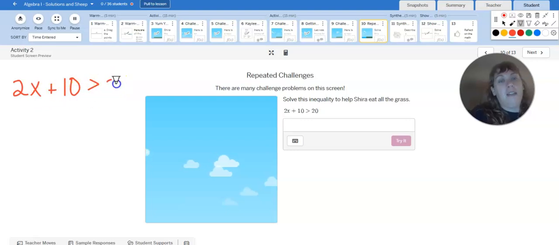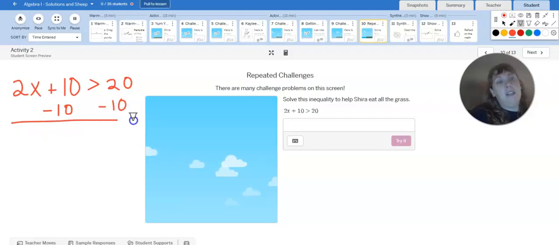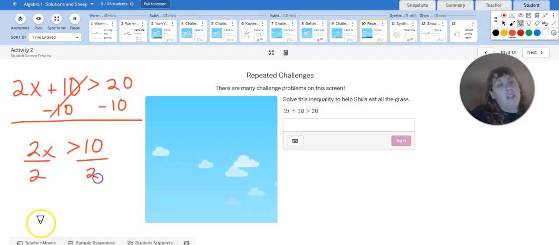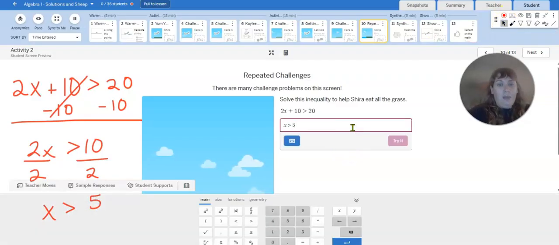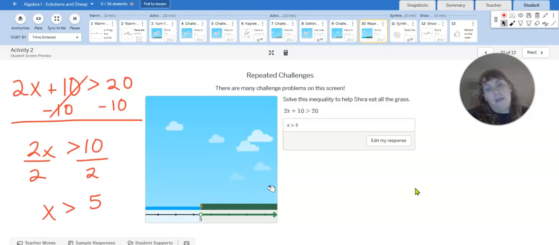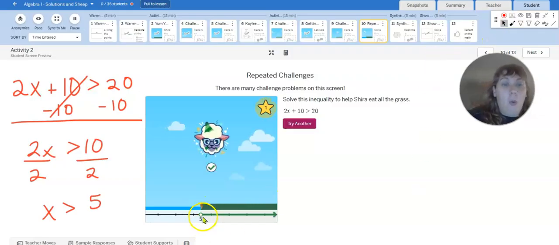So we have 2x plus 10 is greater than 20. I'm going to subtract 10 on both sides, and then I get 2x is greater than 20 minus 10, which is 10. Divide both sides by 2 to get x is greater than 5. So as I plug that in, just like we have been, we'll make sure the sheep lands at the correct spot of 5 and goes to the right because it's greater than. And also notice and remember that we have that open circle on 5 because we don't have the or equal to, so it can't be equal to 5, it just has to be bigger than 5.